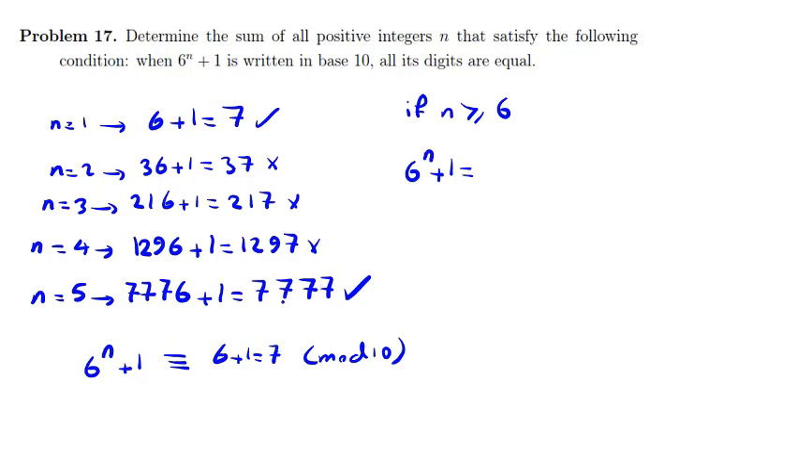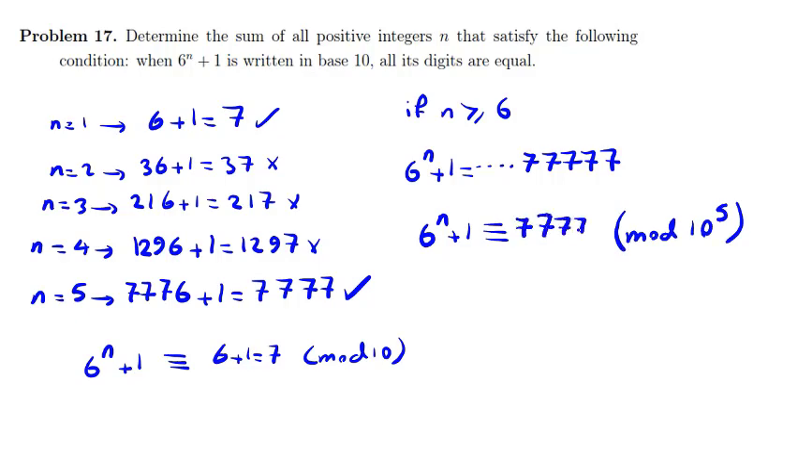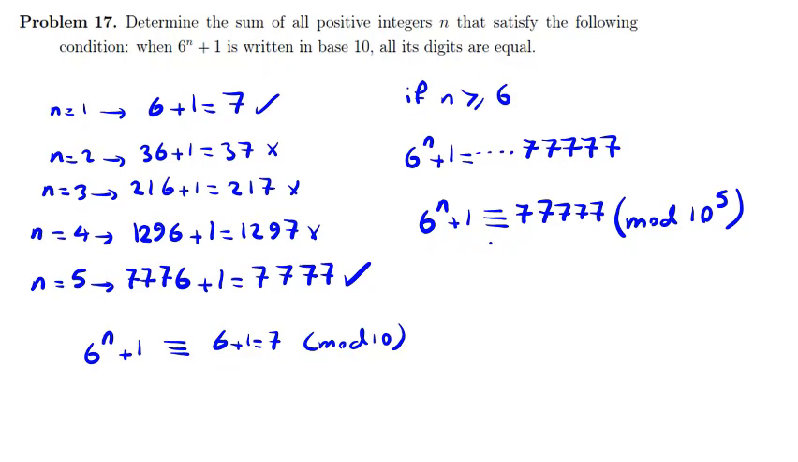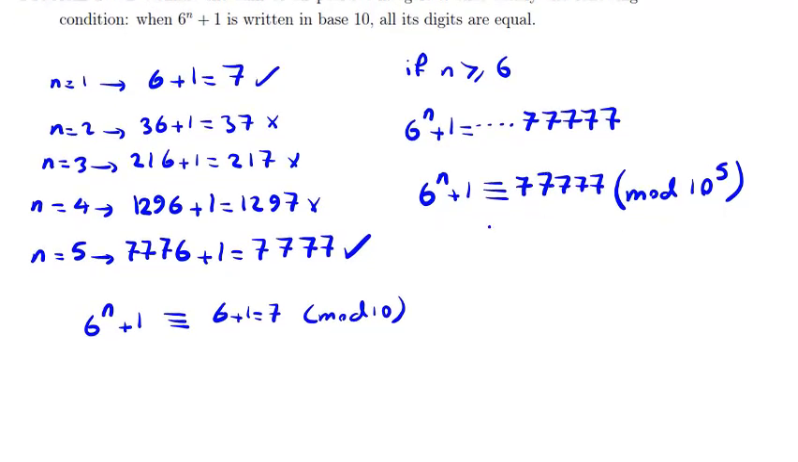So because the last digit is 7, all the digits should be 7, because the problem says digits are equal. So 6^n plus 1, because n is at least 6, has at least 5 sevens. It means 6^n plus 1 mod 10 to the power of 5 is 5 sevens. And if we consider mod 2 to the 5, 6^n plus 1 mod 2 to the 5 is also 5 sevens.